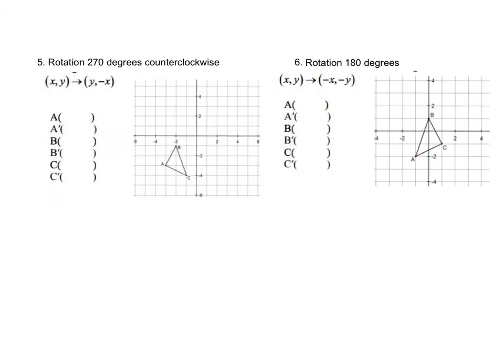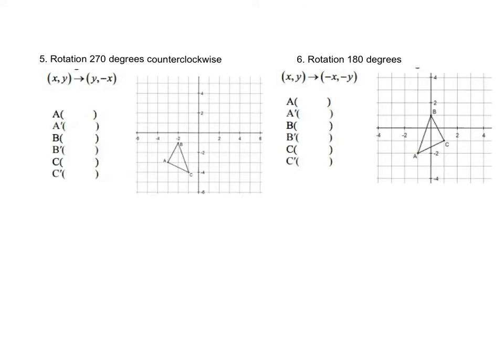Now we want to follow our rules for rotations. And remember, the general rotation is always counterclockwise, and if we want to move in a clockwise direction, we have to signify that. Our first example is a rotation of 270 degrees counterclockwise, and I've included the rule here for you. It tells you how you have to transform your point. I'm going to find our new points first, and then we'll go ahead and graph it.